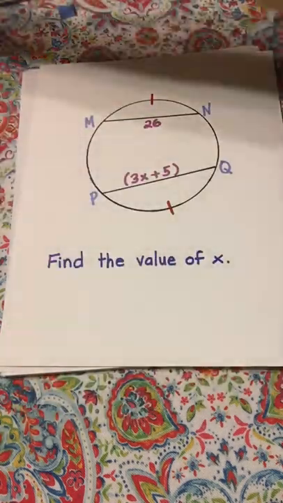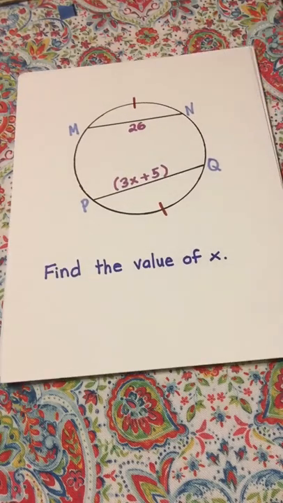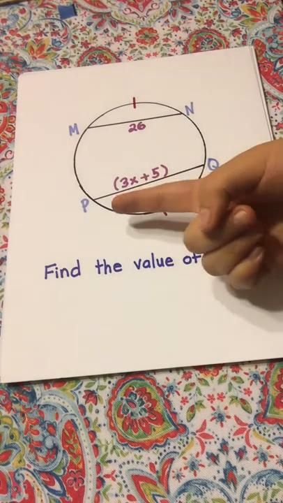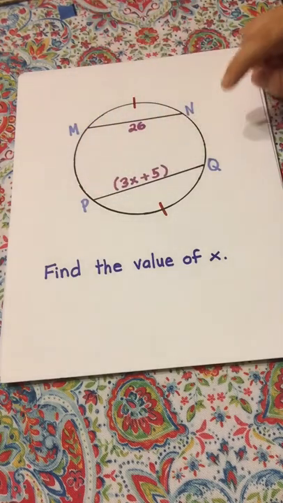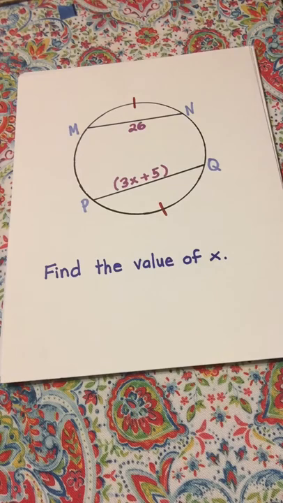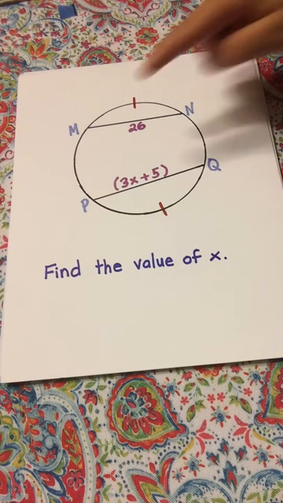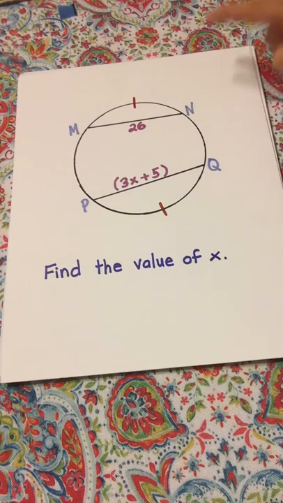And now I'm going to show you our new problem. It's asking us to find the value of x on chord PQ. So in this figure, M, N, P, and Q are all on the circle. The straight line MN is a chord of length 26, while 3x plus 5 is the chord length of PQ. So we can say a chord of a circle is a straight line segment that connects two different points on the circle. We should also notice on our figure that MN has one tick mark, while arc PQ has one as well.